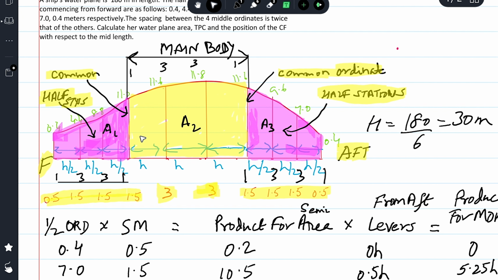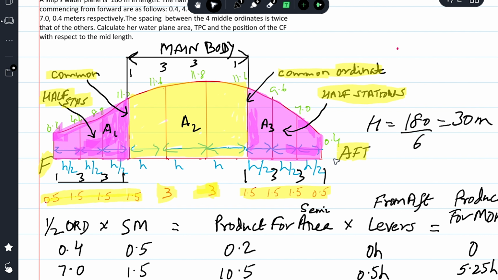I come to the middle section. I have 1, 2, 3, 4 ordinates. Multipliers will be again 1, 3, 3, 1. Similarly, in the aft, 4 ordinates, 1, 3, 3, 1. So first write like this, as if you are doing the 3 areas separately. Now, considering that I am doing it at one shot, what will happen? Say start from forward or aft, wherever. Okay, let's start from aft to forward.